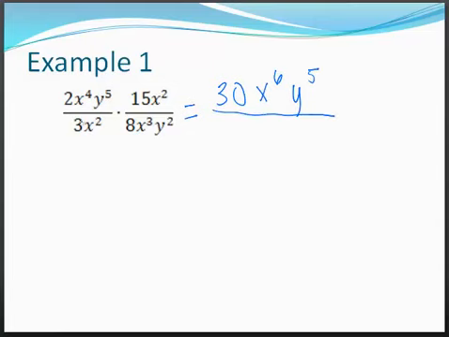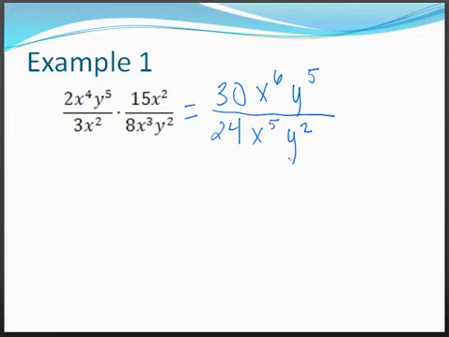Okay, then you do the same on the bottom. 3 times 8 is 24. x squared times x cubed is x to the 5th. And then I have a y squared. Now, at this point, we still want to simplify this because that way we have the smallest fraction possible.